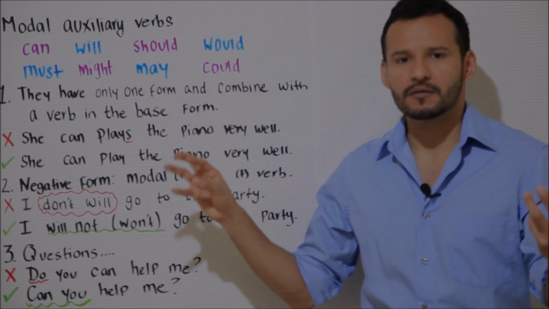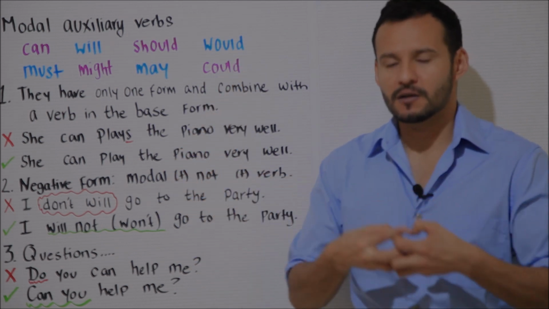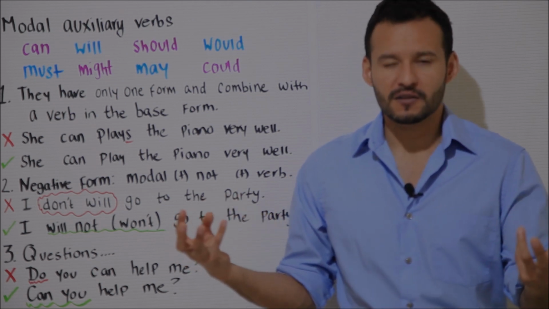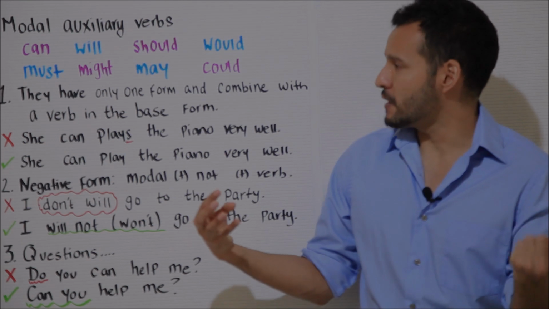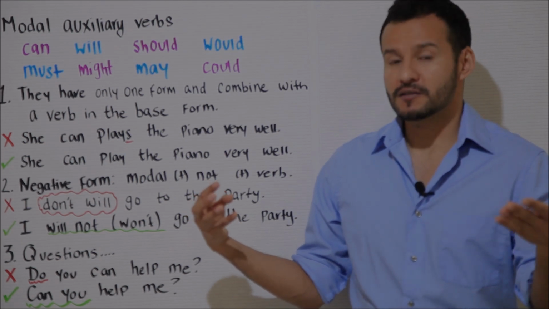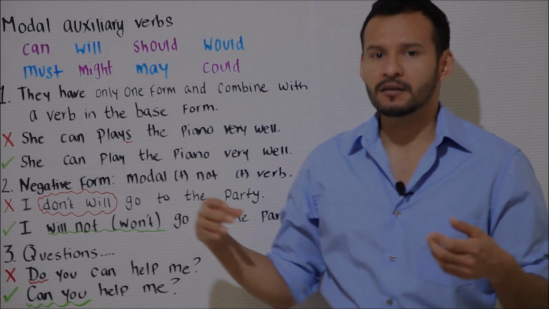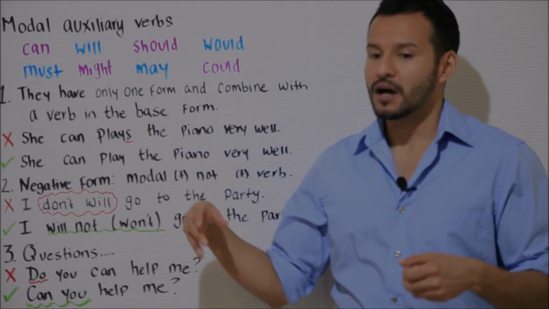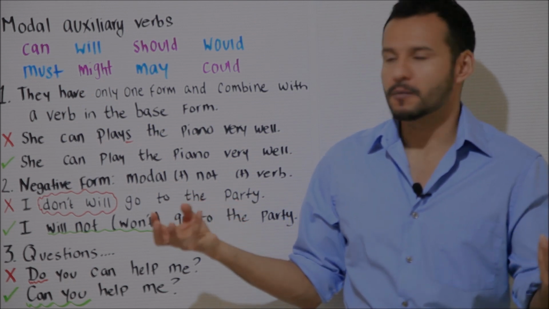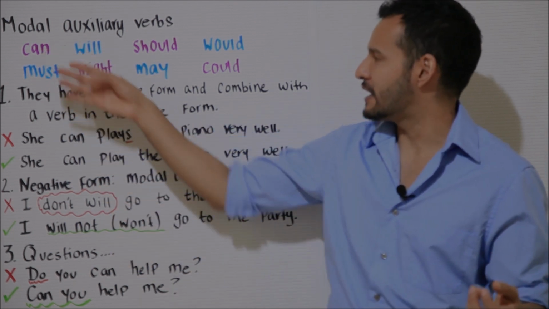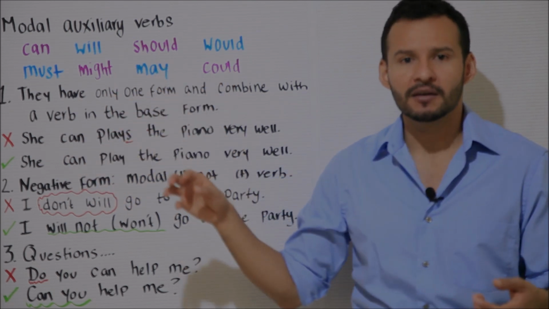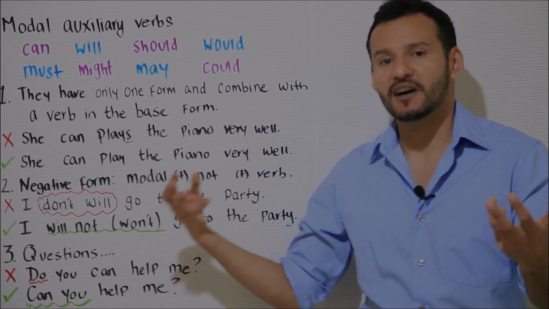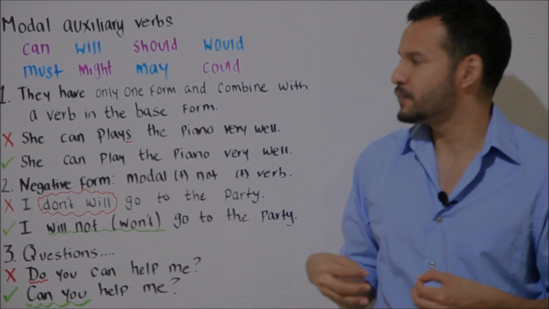But a modal auxiliary verb is not like that. It's not associated with a specific tense. Rather, it shows modality. So it has a specific function. For example, it can express ability, like in the case of can. It can express obligation, like in the case of must. Some of them can express possibility or probability, like with must, can, might, could, and may. Or you can use something like should to express advice or to give advice.